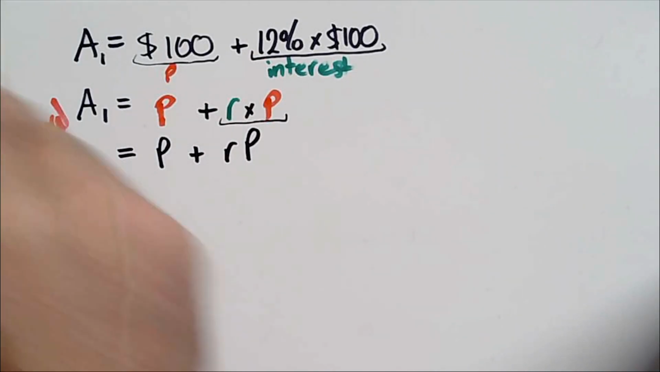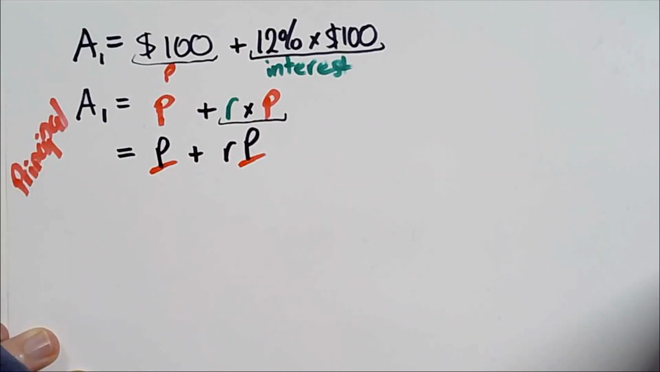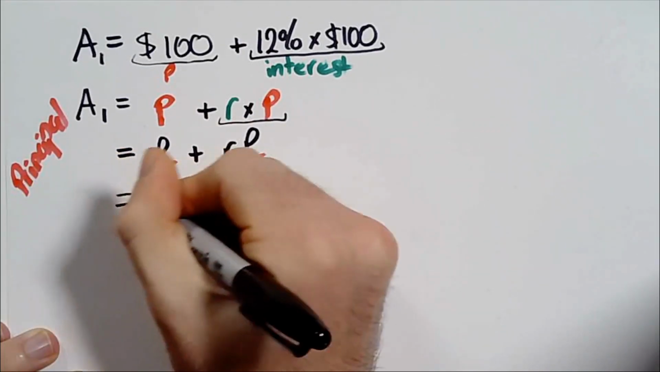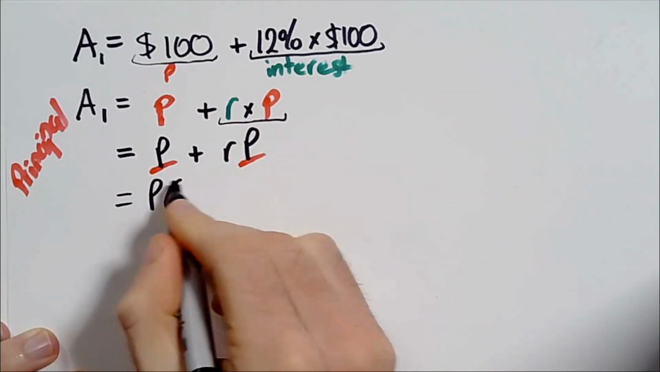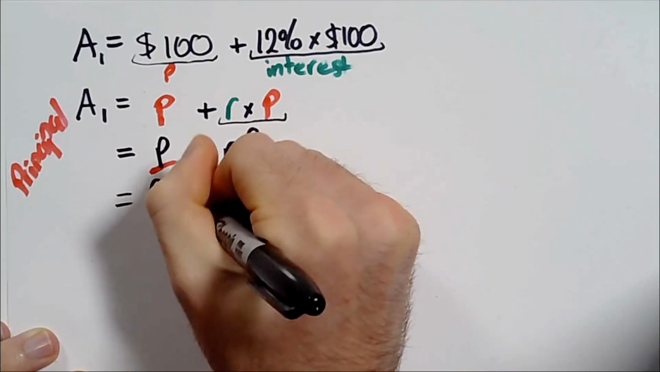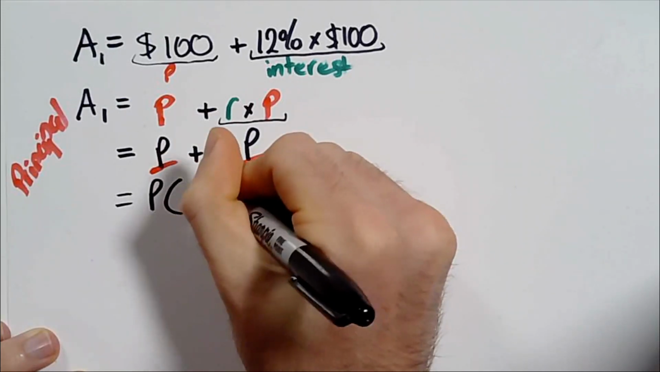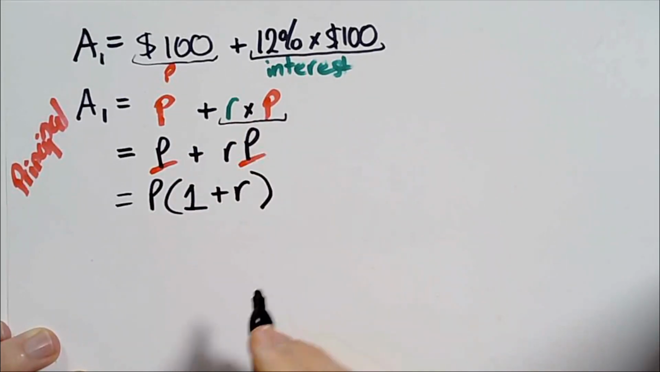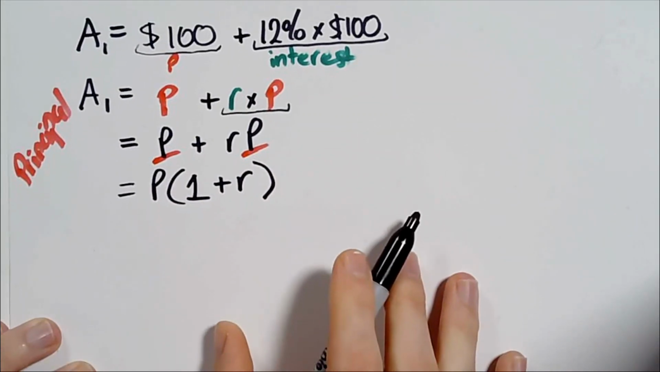And then notice that we can actually factorize this because both of these two terms have P in them. So let's pull P out to the front and factorize P out and put a bracket there, and we say P times what equals P? P times 1 gets us back to P. And then P times what equals RP? Well, we would have to multiply it by R. So you can see here we actually get P bracket 1 plus R bracket.